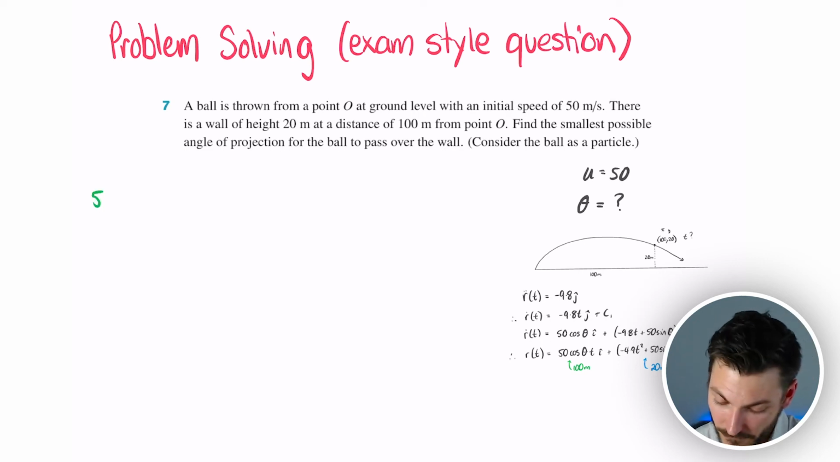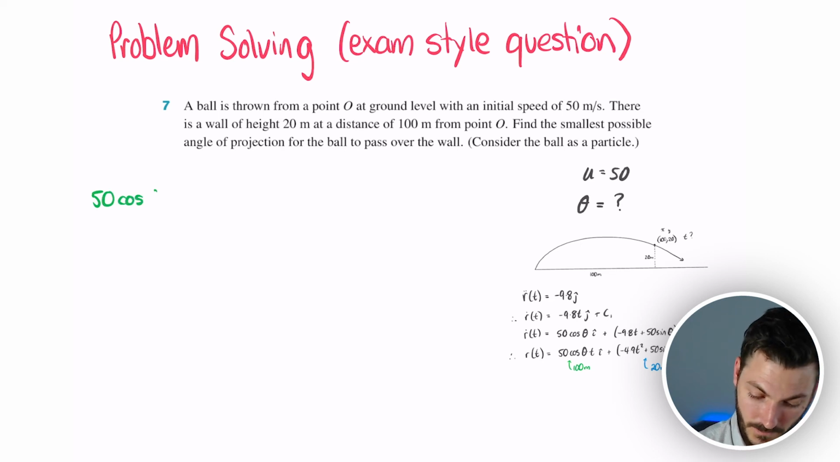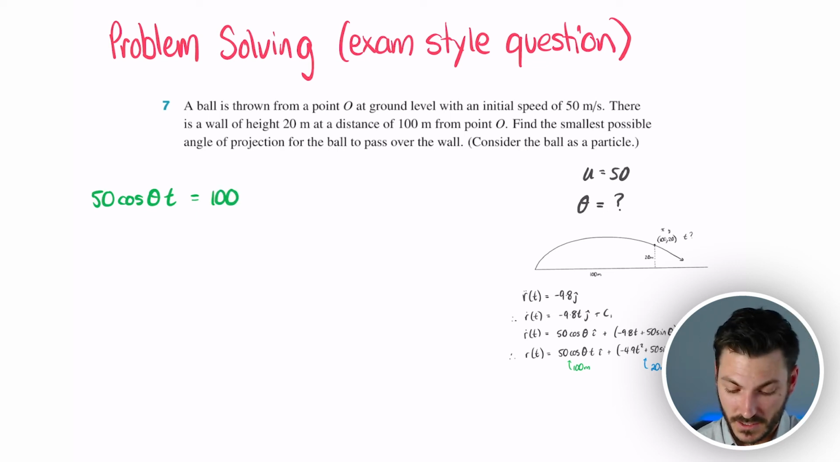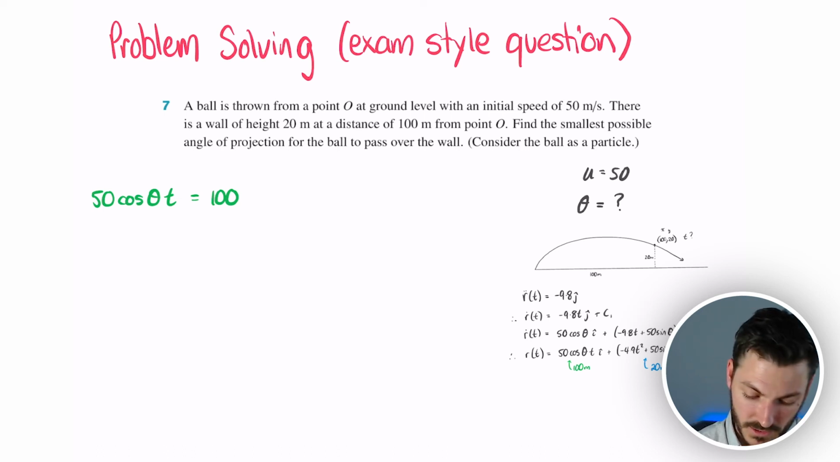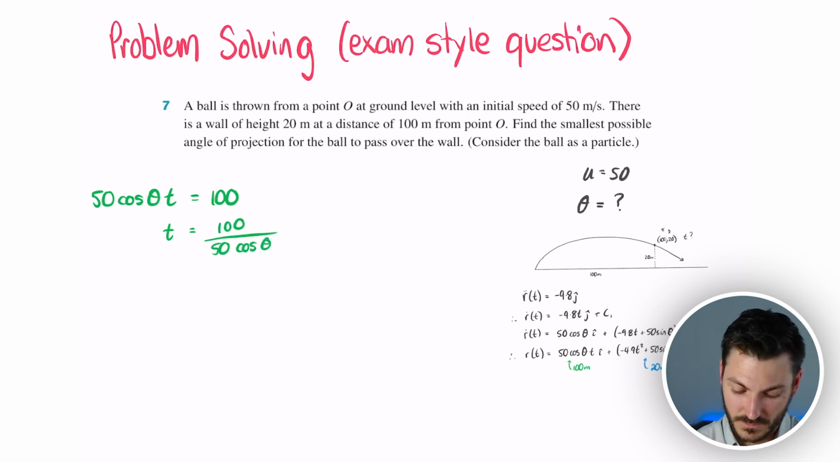So I'm going to say 50 cos theta t, at some point in time, I don't know what it is, must be equal to 100 meters. And I'm going to solve for t, similar to what we did above. So I'm going to get t is equal to 100 over 50 cos theta, which is going to simplify nicely into t equals 2 over cos theta.